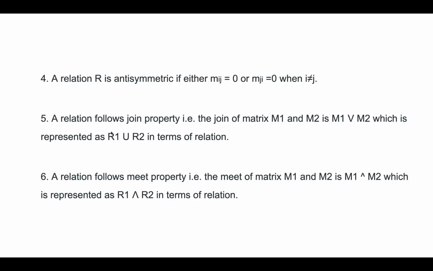Then a relation follows join property. Matrices have properties, join property and meet property, that also we can perform with the help of relation matrices. Okay, a relation follows join property, that is the join of matrix M1 and M2 is M1 join M2, which is represented as R1 union R2 in terms of relation. Okay.